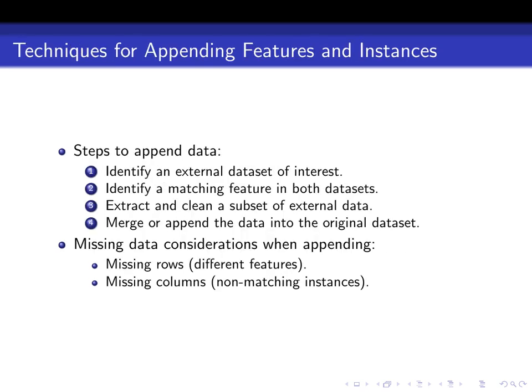Next, let's discuss appending features and instances. To append data, first identify an external dataset that complements your original data. Then, match features in both datasets and extract a clean subset of the external data. Merge this subset with your original data, either by adding rows or columns.